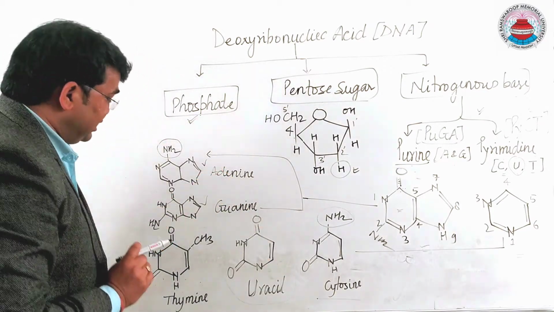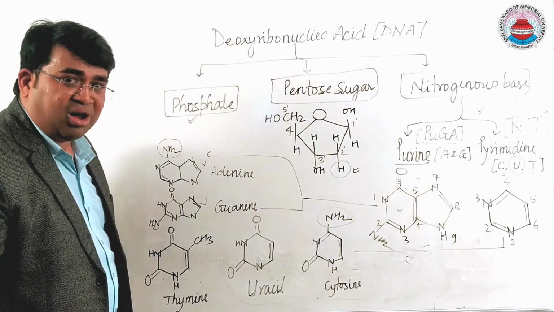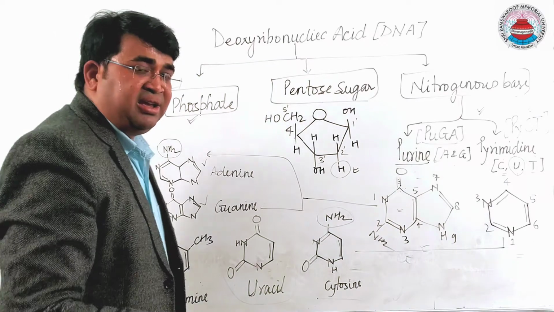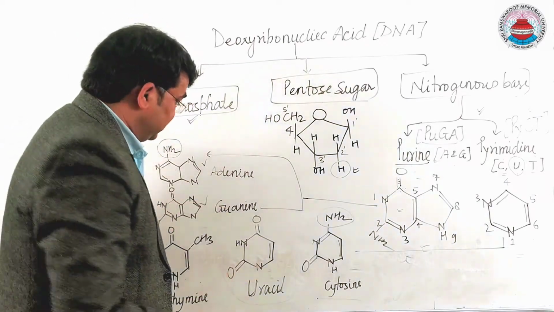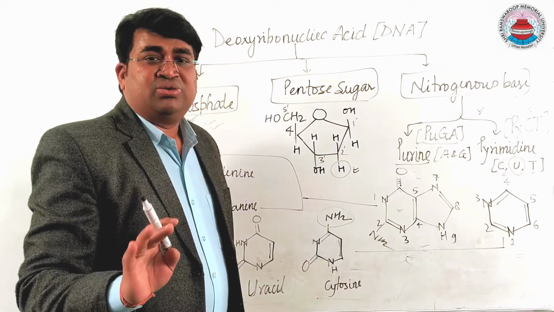Now coming to uracil. Uracil is just like thymine. As you all know, uracil is present in RNA in place of thymine, and the phosphate group, you all must be knowing what phosphate is.